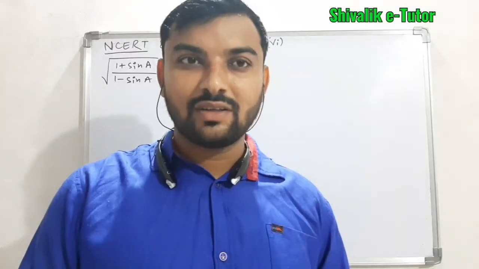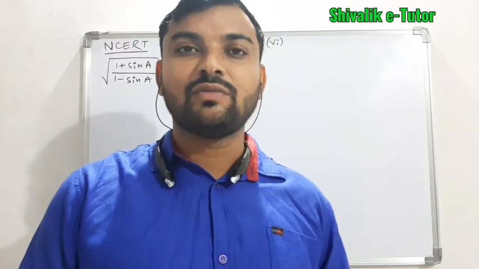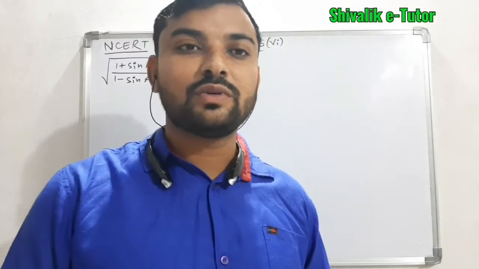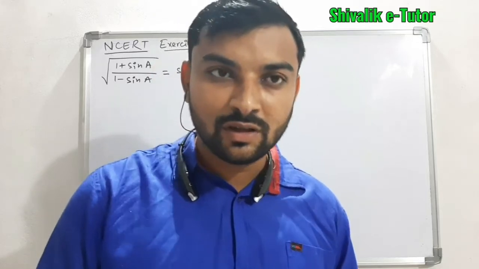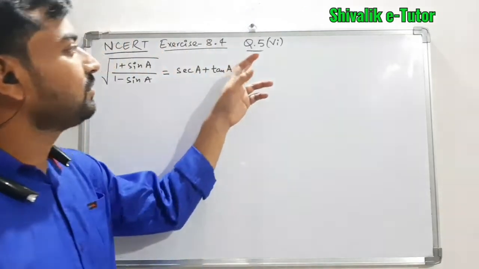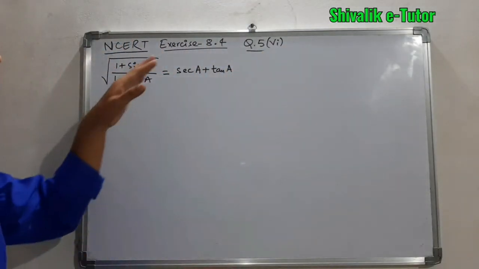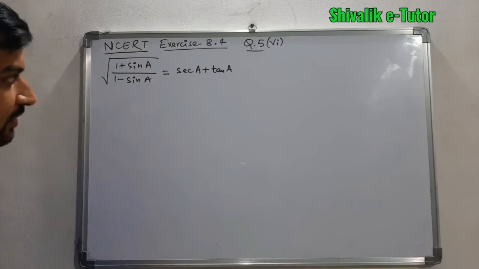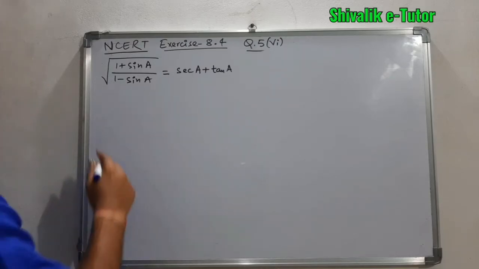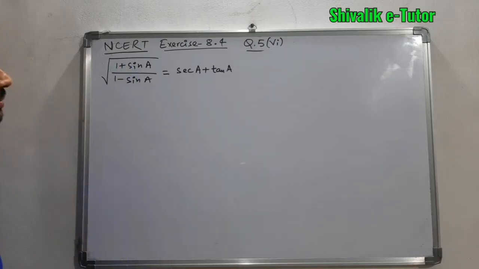Hello everyone, in this part of my video in which I am discussing trigonometric identities based questions, I am taking here question number 5, 6 part of your NCERT exercise 8.4. So let us come to this question. The question is root of 1 plus sin A upon 1 minus sin A, and this is equals to sec A plus tan A.